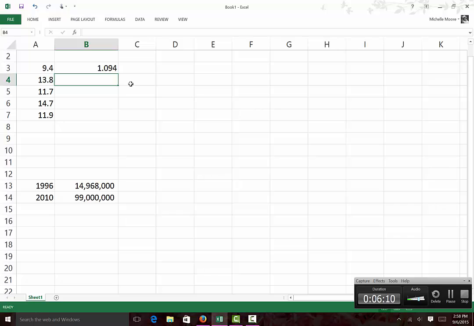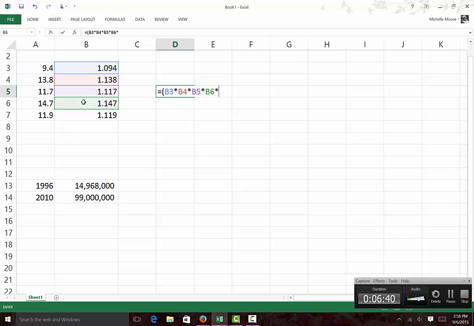In the next one, we would have 1.138, and then we'd have 1.117, 1.147, and 1.119. Now, in none of these cases did we have a decrease. Remember, if we had a decrease, we'd take 1 minus that number. Okay, now we're going to go ahead and multiply each of these. So I'm going to take this one times this one times the next one times the next one times the next one. So we're going to multiply all of those.